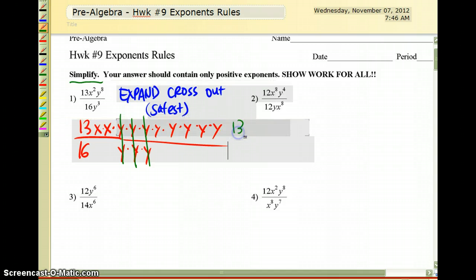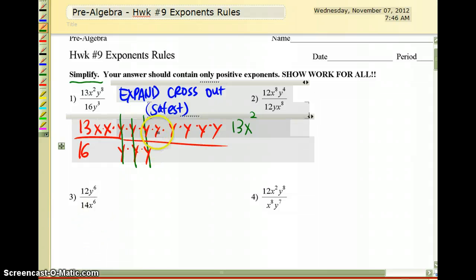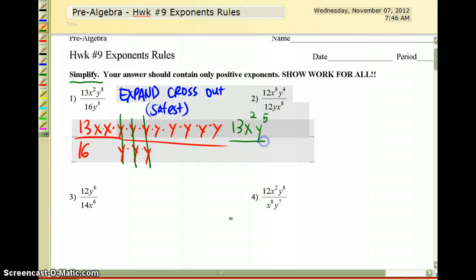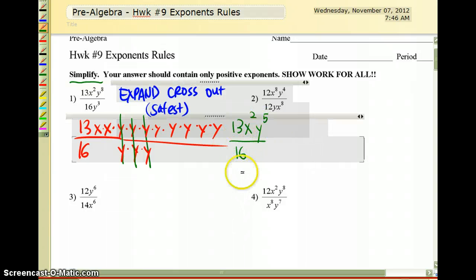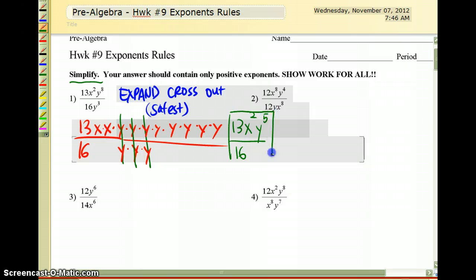So I have 13 x to the second power, because there's two x's being multiplied, and then I have 1, 2, 3, 4, 5 y's being multiplied, so that would make y to the 5th power, over 16. Now the 13 and the 16 cannot be divided by a common number, and so I will just leave that as my final answer for number 1.